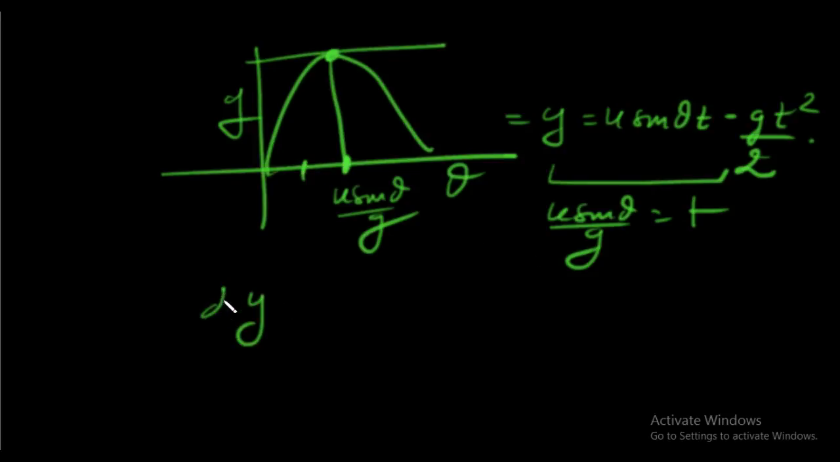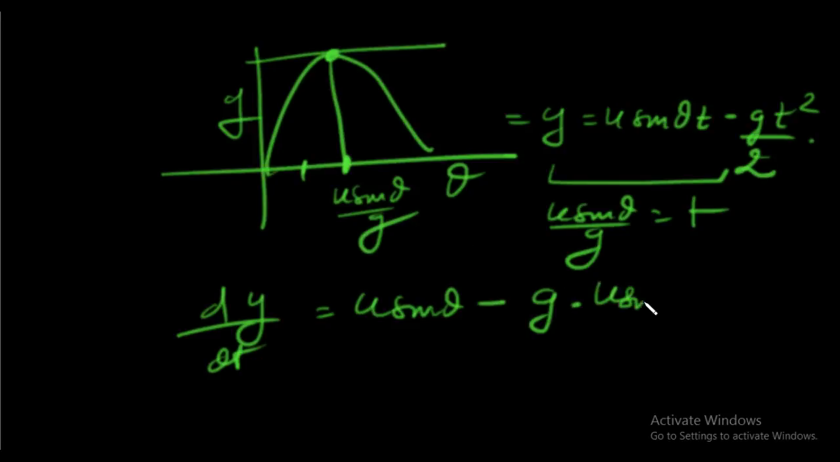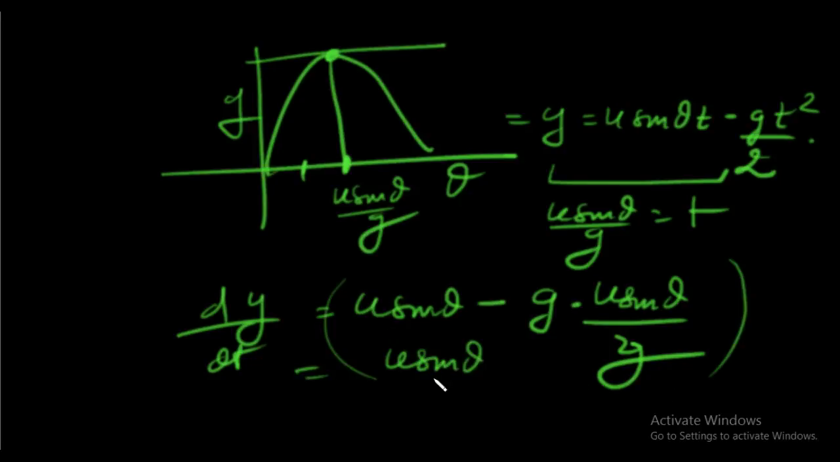So dy by dt would be u sine theta minus g times t. So we take t as u sine theta by 2g. Okay, we take a value half, right? This is equal to u sine theta by 2. So g cancels out, this is positive and the slope is going positive, yes. And here we take 2u sine theta by g first because this is greater.